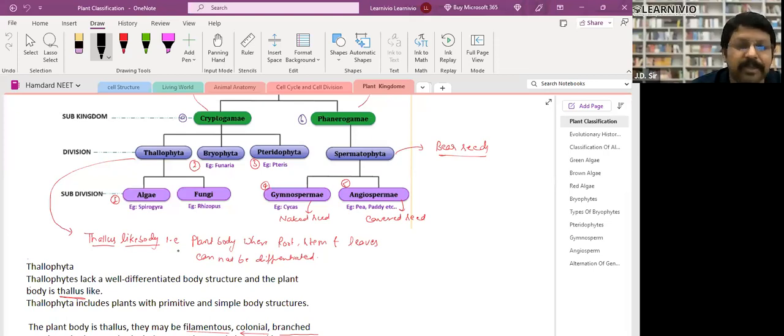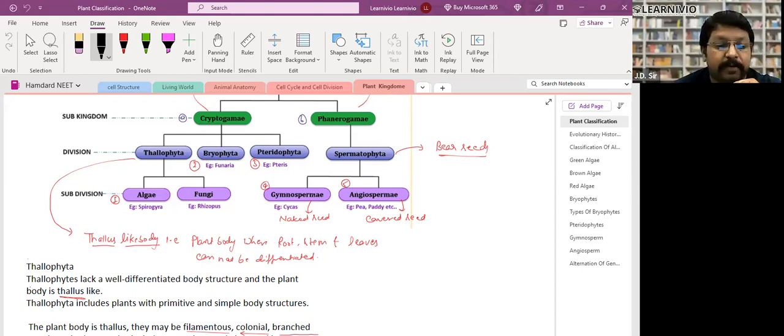Thallus-like body, where the body of the plant is present, but you cannot say that this is the root, stem, and leaf. So differentiation of the root, stem, and leaf is not over there, right? Bryophyta and pteridophyta. Then spermatophyta, those which bear the seed. Further, spermatophyta is divided into gymnosperm and angiosperm. So basically, in plant classification, there are 5 kinds of the plant, right? What are those 5 kinds of the plant?